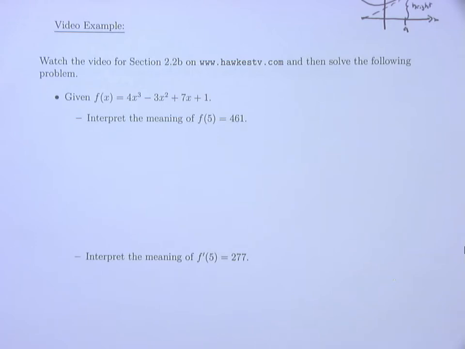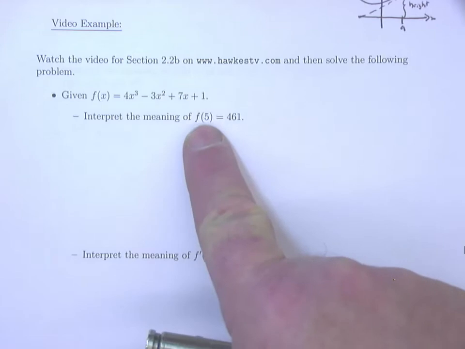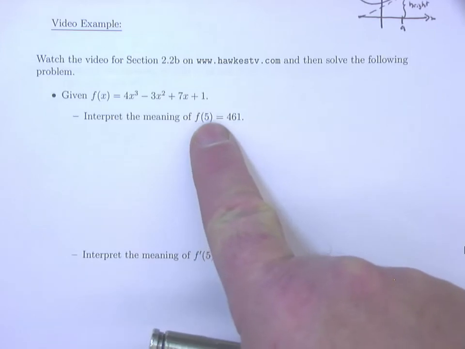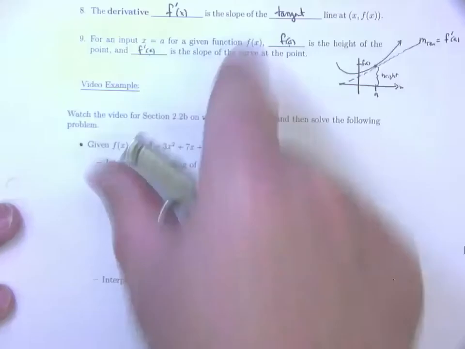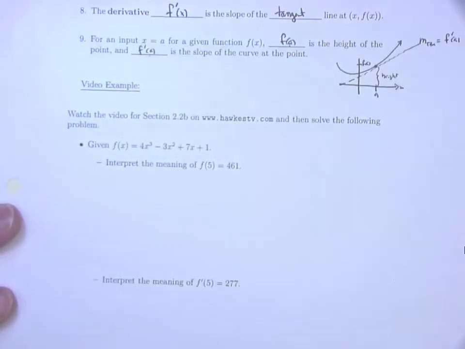Well, this is a y-coordinate. This is f. This is not prime or anything like that. So this is your y-coordinate. So basically what we were discussing up here was this. What would f of 5 being 461 mean?